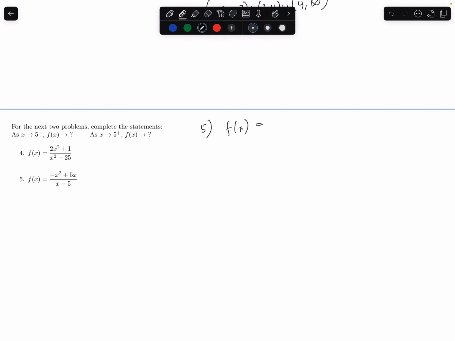Okay, this is negative x squared plus 5x. Let me copy this. I'm going to factor here. Actually, let me take out a negative x. That leaves me with x minus 5. See that? Negative x times x is negative x squared, and negative x times negative 5 is positive 5x. And the bottom I've got x minus 5.